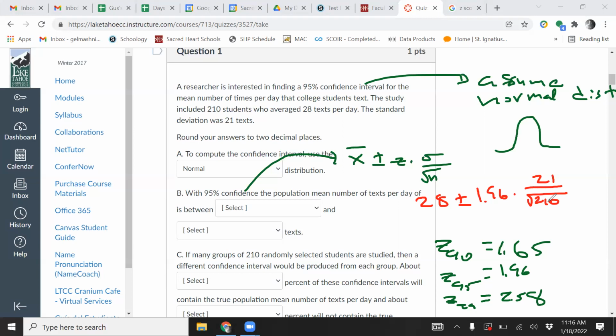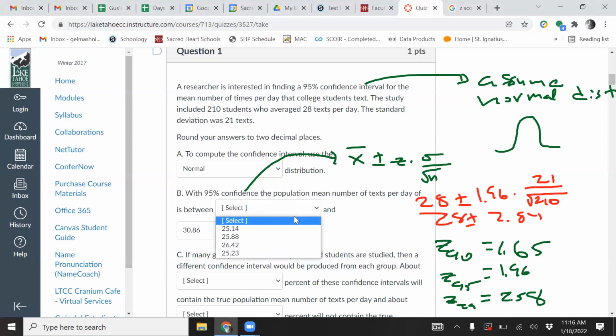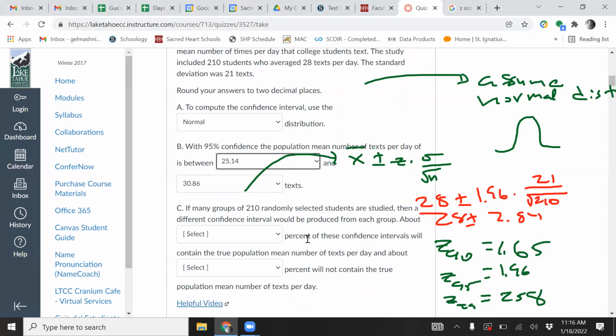So let's work out this bad boy here. 21 divided by root 210 times 1.96, 28 plus that number. So you get 28 plus or minus 2.84. So if I look at it, definitely it's going to be 30.84, or that's close enough. If I subtract, that's like 25.16. That's close enough. So I feel pretty good about that.